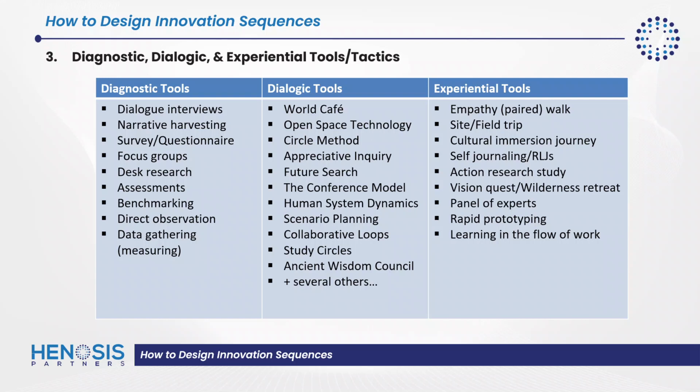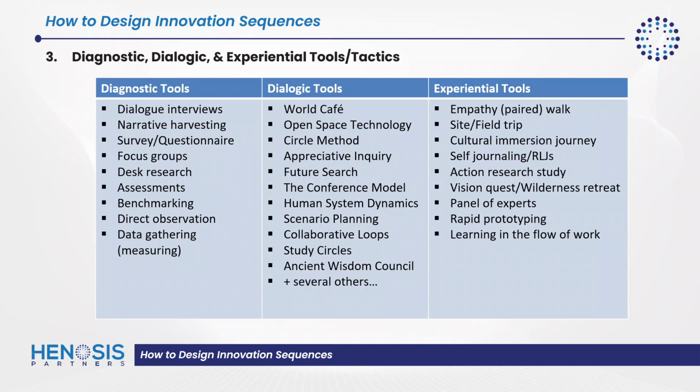Next, you need to consider the different diagnostic, dialogic, and experiential tools and tactics that will reflect the design of your innovation sequence. So, for example, you may want to use a number of diagnostic tools to understand the current state as an input to facilitating a dialogic event. And some of the tools you may want to use are dialogue interviews, narrative harvesting, conducting surveys or questionnaires, which is often a common diagnostic technique, conducting focus groups, doing some desk research, conducting assessments or a benchmarking study, doing direct observation, and data gathering. All of these different tools can help you define your current state as a source input to facilitating the dialogic event.